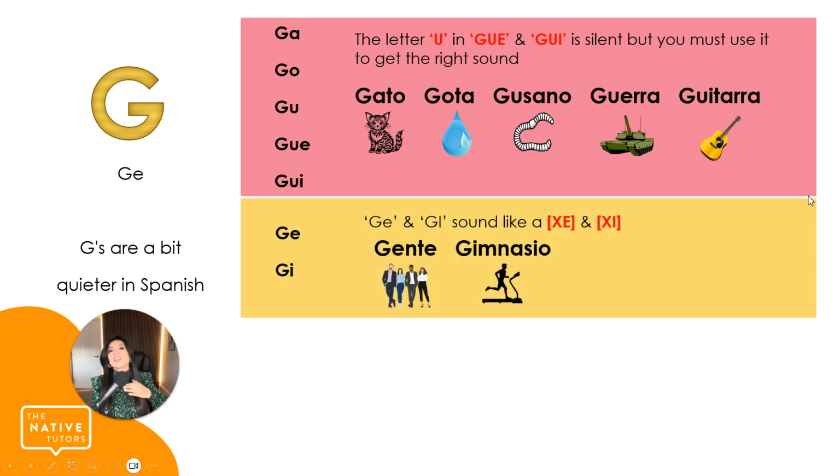Now we have the other G sound. This one is G-E, G-I. That combination has more of a sound that comes from your throat. If you look at these words, I know you might feel tempted to read them like this: gente, gimnasio, but we don't do that. We have to pronounce them like this: gente, gimnasio. You see? Gente, gimnasio. So G-E and G-I sound.